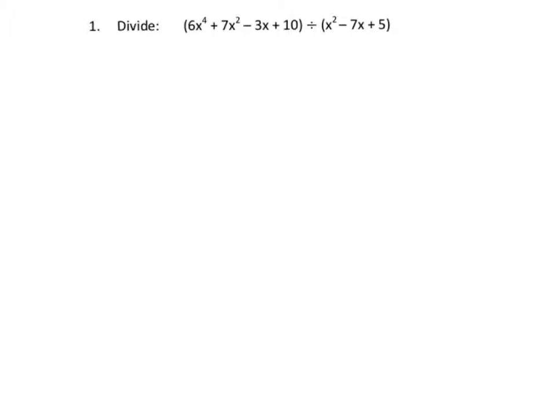Okay, on this question you're asked to divide by x squared minus 7x plus 5. We can't use synthetic division on this because we can only use synthetic division when we're dividing by a linear thing. So if it were x plus or minus a number, then we could use synthetic division, but since it's a quadratic, we can't. So we're going to set this up like a long division problem, like we would in elementary school. So we're dividing by x squared minus 7x plus 5, so that's going to go on the outside of our division. Not 5, sorry.